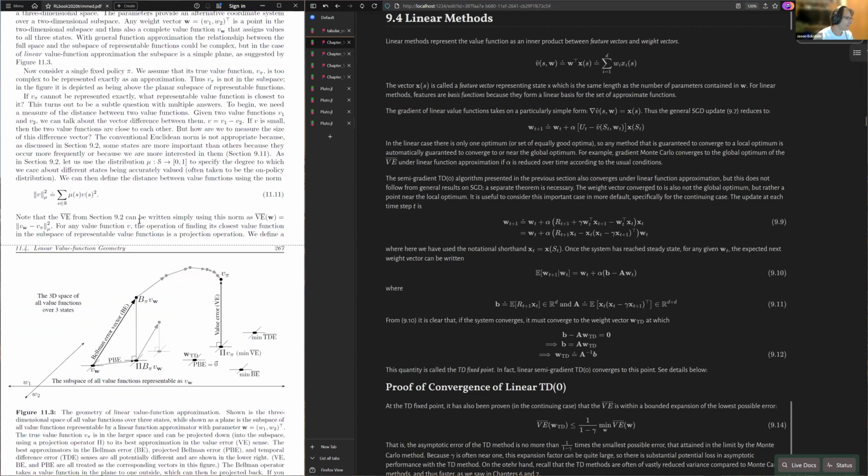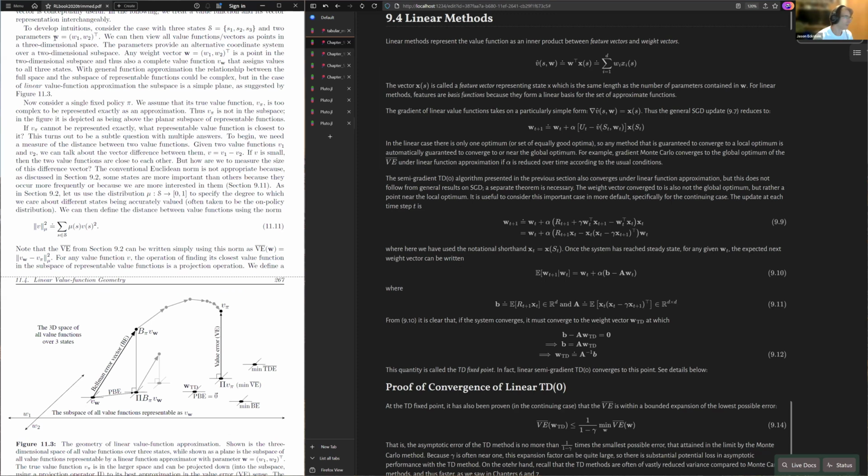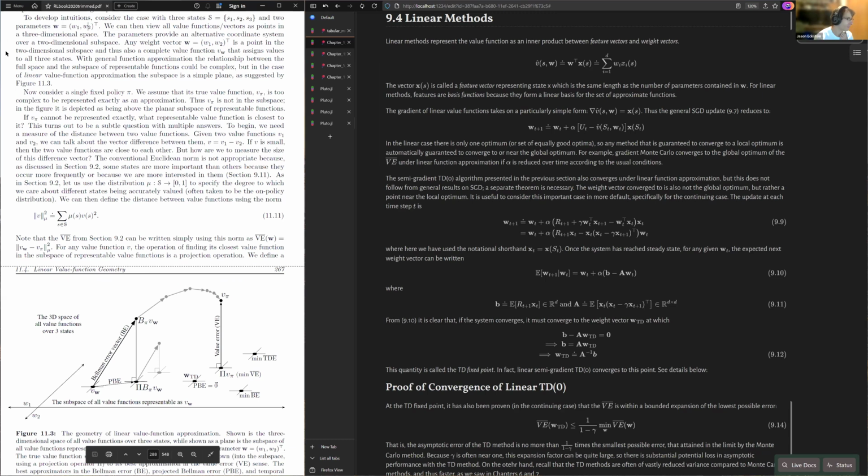Okay, so the idea is that, given that we only have two weight vectors here, but the true value function lives in this 3D space, the approximation, which is defined by whatever the feature vectors are, takes a slice out of the true space of value functions. The only value functions that we can represent with this form of approximation lie in this plane, which is in the larger 3D space.